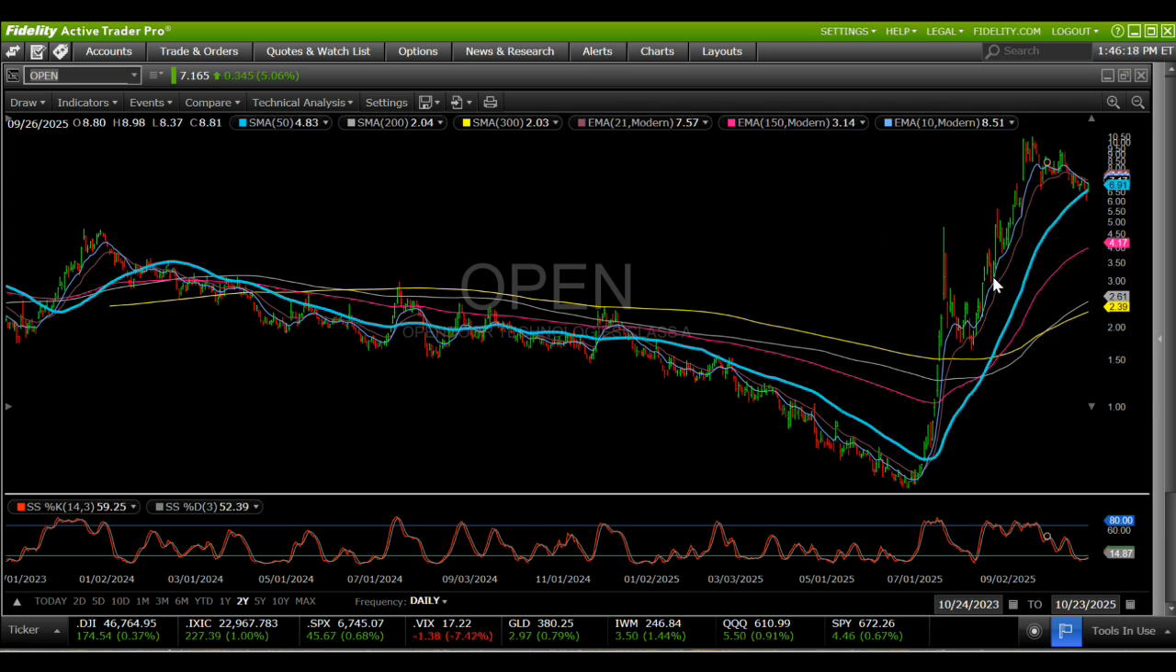So I do like this one. I think this is a longer term, like a buy and hold, basically, based on the AI stuff that's going on.